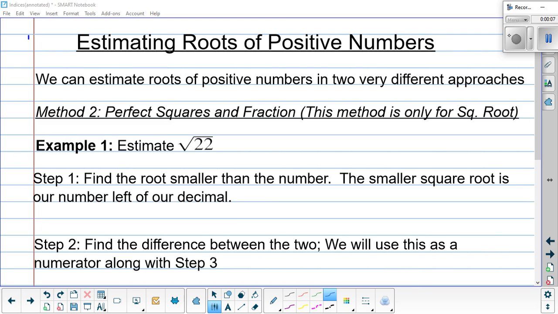We're looking at estimating roots of positive numbers. This method only works for square roots, and requires that we know a little bit about perfect squares and a little bit about fractions.